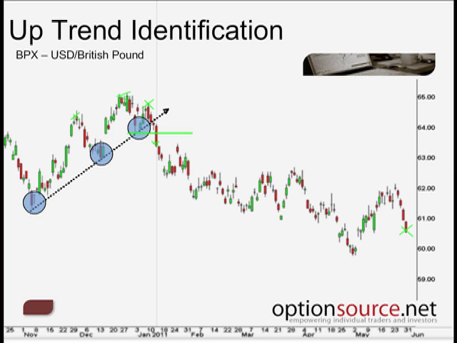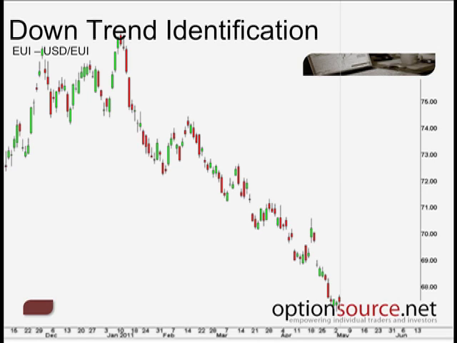Now, the next example here would be the identification of a downtrend, and so here we have a snapshot of the euro. This is the EUR, so this is the U.S. dollar versus the euro. Sorry, that should read EUR, not EUI. And again, we can notice here that we have a trend line in place, and all along for the last several months, we've seen the U.S. dollar selling off against the euro, and we've seen the euro, in fact, strengthening against the dollar.